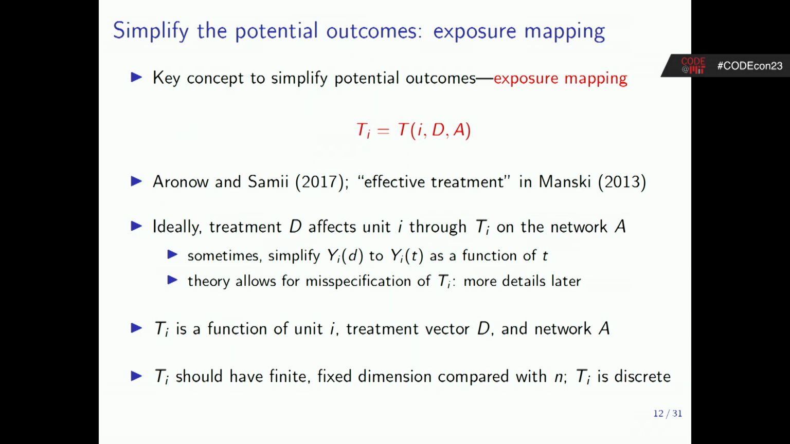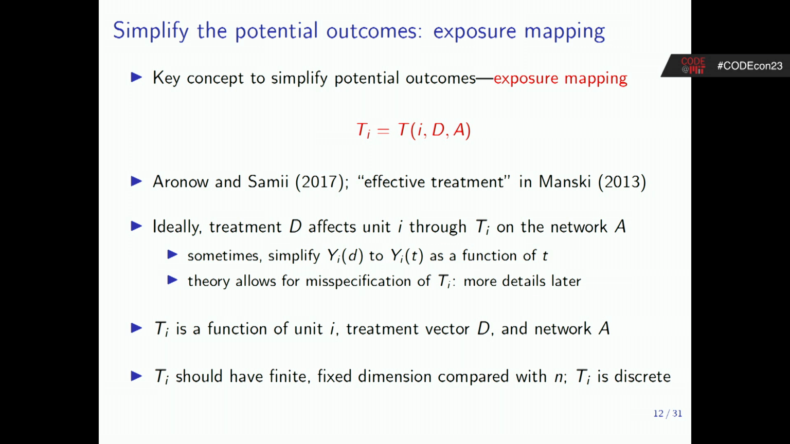Design-based framework. As I hinted at before, we have to simplify the problem. Otherwise, there are 2 to the power of n potential outcomes. There's no way we can make progress. Okay, the key concept to make progress is to simplify the notation of potential outcomes. This is called exposure mapping by Aronow and Samii. Also called effective treatment by Manski. So we're also trying to talk to econometricians. Okay, so what is exposure mapping? It's basically what matters for the potential outcomes. It's a function of the unit i, also a function of D, the treatment vector, and also the whole network structure A. It can be quite general.